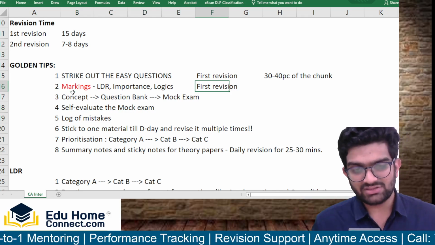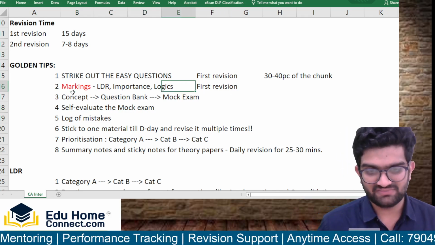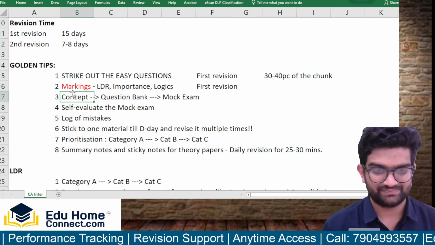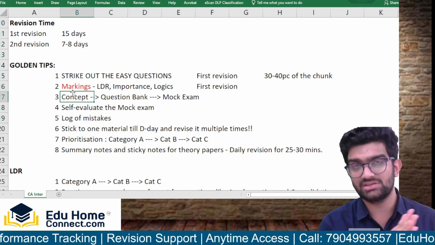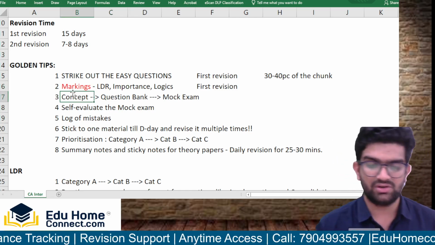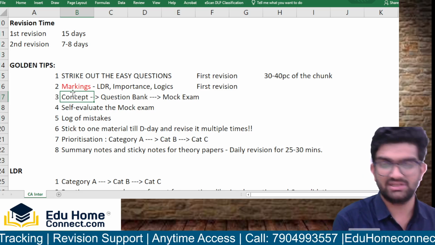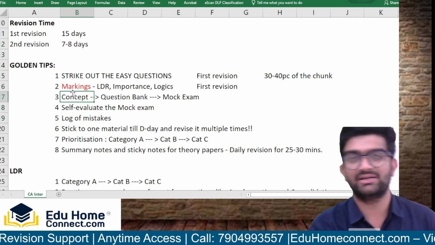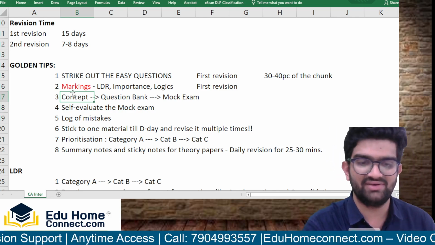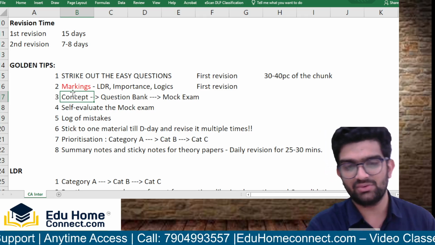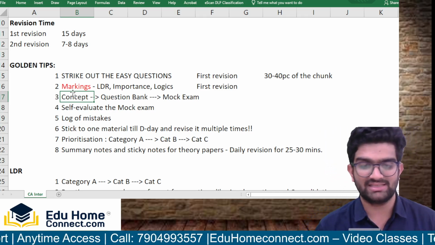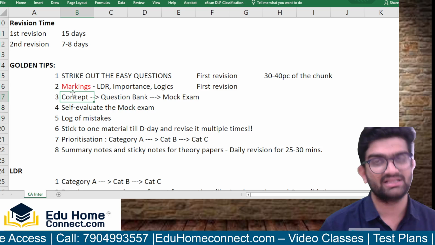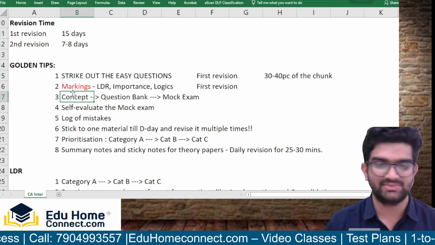Now, the markings of LDR and importance should be done in the first revision. The markings of logics should be done during your classes itself. Now, there's a certain order which is to be followed. The order is first you have to do the concepts, then question bank, and then your mock exams. But I've often observed that students, even at the CA final level, skip doing concepts and directly go to the question bank and then give their mock exams. That's not the right way of doing things. You need to first do the concepts, then question bank, and then your mock exams.